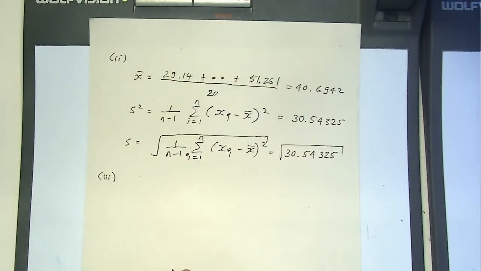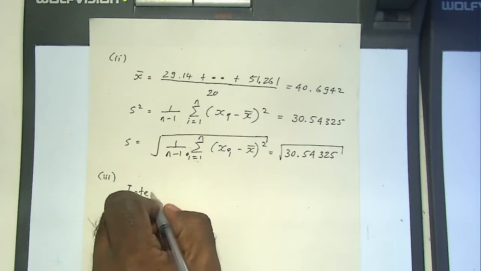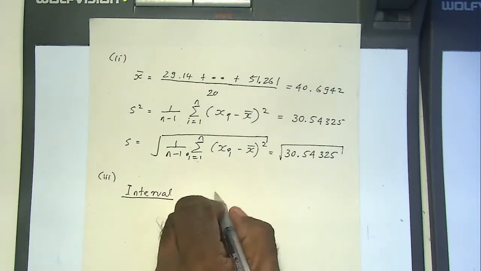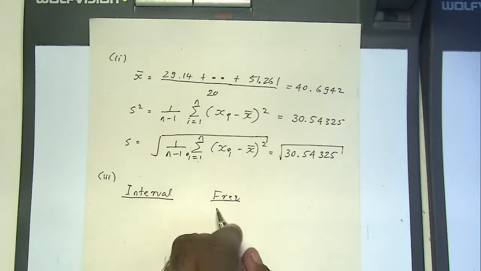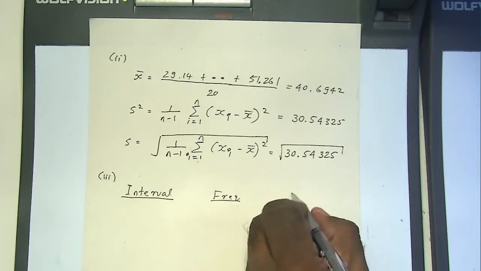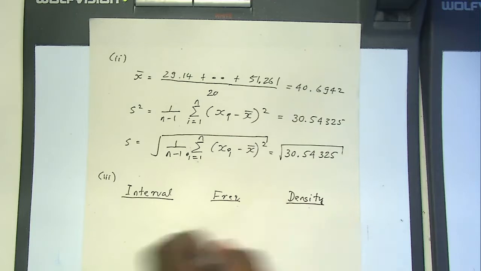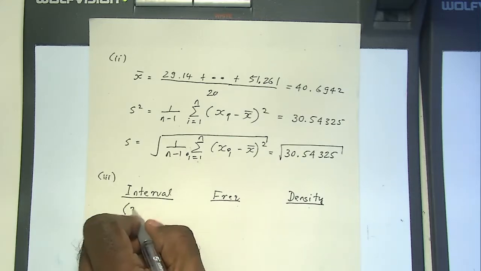Remember, when you say the frequency table, it means the following. You have basically 3 columns. The first column is the interval. The second column is the frequency, the number of data points falling in each interval. And the third column is the density. If you read the question, it says to choose intervals of width 5, from 25 to 55.